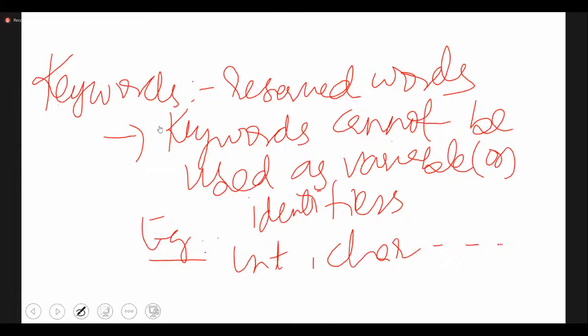Remember, they say that keywords are reserved words and cannot be used as variables and identifiers, but you have to state this precisely. Keywords can be used as variables and identifiers if you have no ambiguity problem. Keywords cannot be used as variables or identifiers in case of ambiguity. So we'll see what this term ambiguity means.